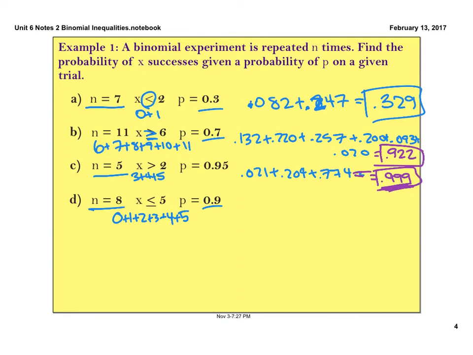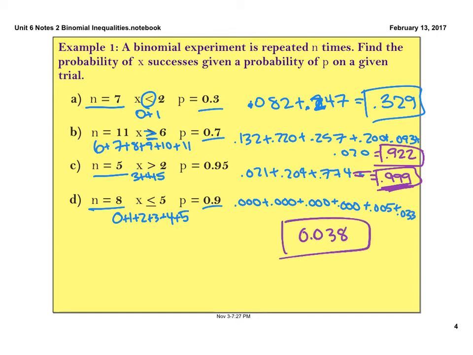Lucky for us, the first 4 of those rounded down to 0. So I have 0.000 plus 0.000 plus 0.000 plus 0.000. So that was 0, 1, 2, and 3. And then the 4 successes was 0.005. And the 5 successes is 0.033. So putting those two together, 0.033 plus 0.005, because the other ones I don't need to add, I end up with 0.038. So there's our probabilities there.